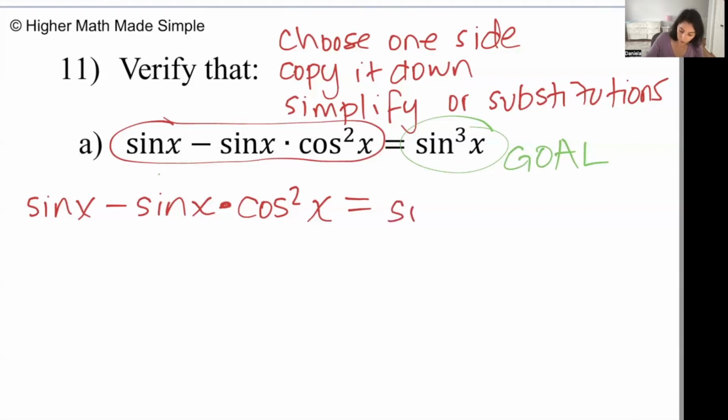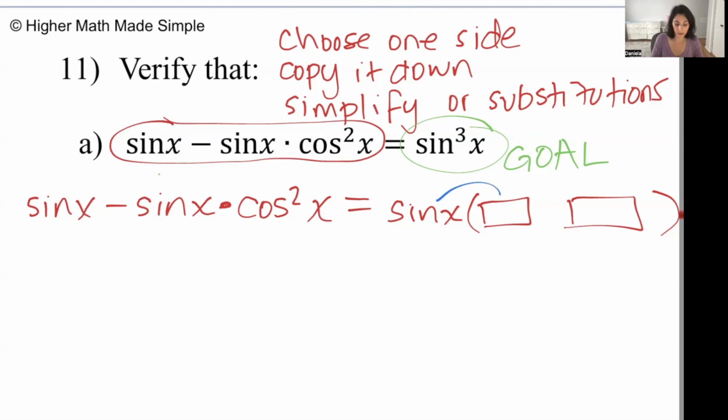Okay, so factored using the GCF method, that GCF goes on the outside. There are 2 terms, so there's going to be 2 boxes, and we're going to reverse distribute. So sine of x times what gives us sine of x? Positive 1. And then sine of x times what gives us sine x times cosine of x? Well, we need a negative cosine squared x, okay? That's step 1. And then you have to ask yourself, are there any substitutions we can make?